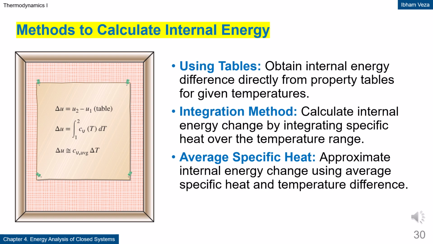The change in internal energy can be calculated directly from property tables. In addition, the integration of specific heat over temperature can also be used. Another, simpler approach is to use the average specific heat. The choice of method depends on the level of accuracy required. All three methods are very important in practical thermodynamic analysis.